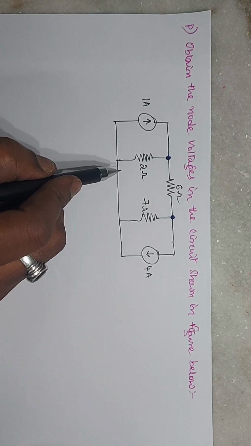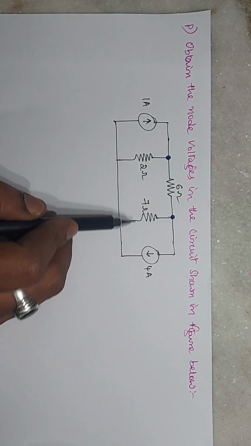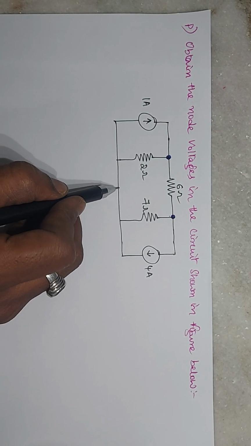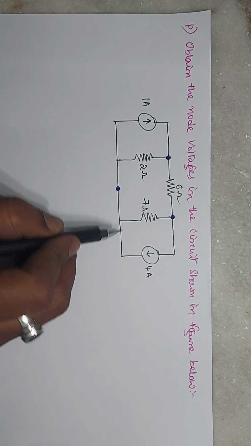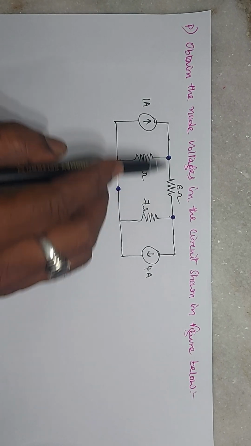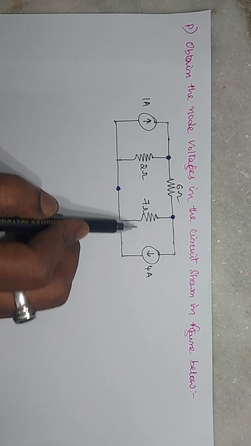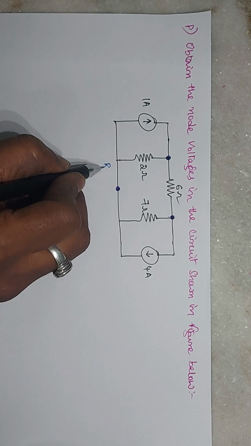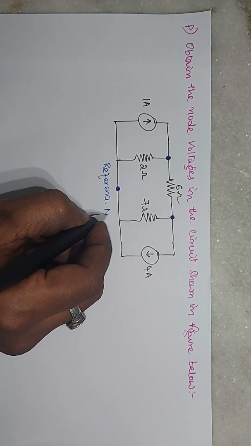Next, the 1 ampere current source, 2 ohms, 7 ohms and 4 amperes are all commonly connected here. There is no element in between, so I will consider this a common node. Now observe, this node is commonly connected to most of the elements, so I will consider this as the reference node.